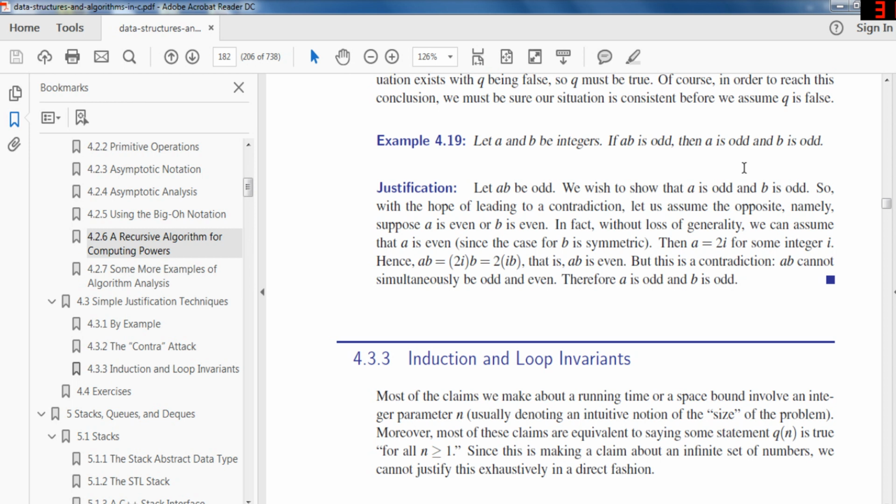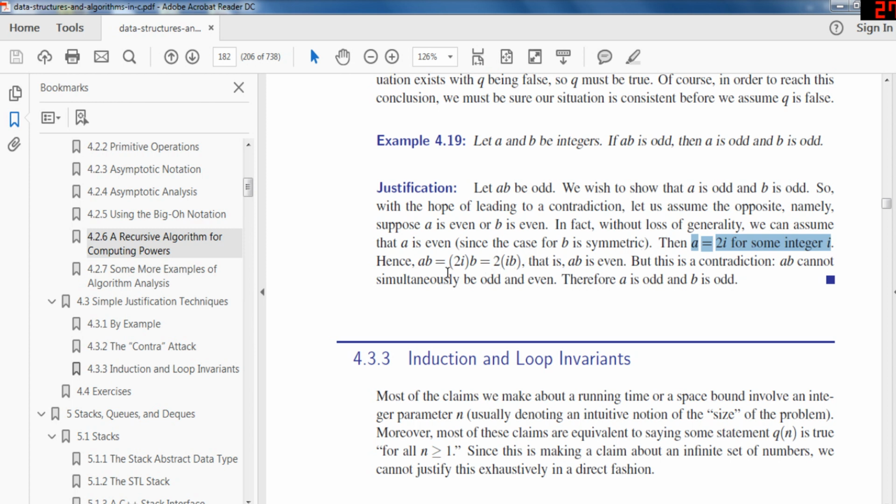So suppose A is even or B is even. In fact, without loss of generality, we can assume that A is even, and the same case holds for B. Then A is equal to 2i for some integer i, because of the definition of even integers. The definition of even integers means that you can represent it as 2 times some number, right? That's just the definition of even integers.